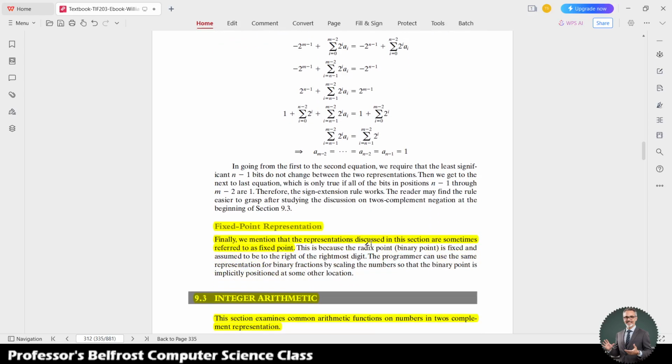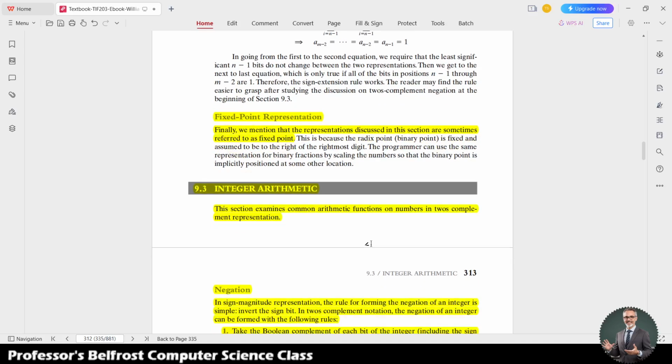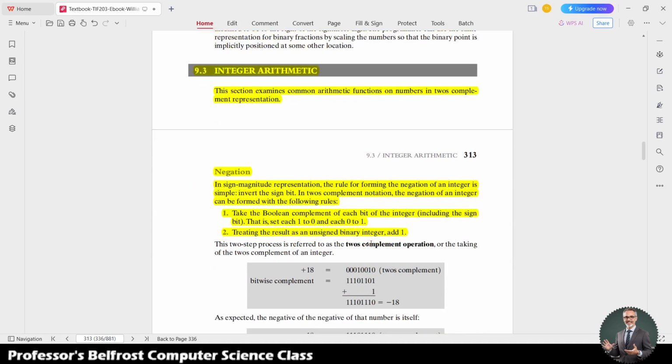All of these are equations. So I really want to skip and take just the important things.